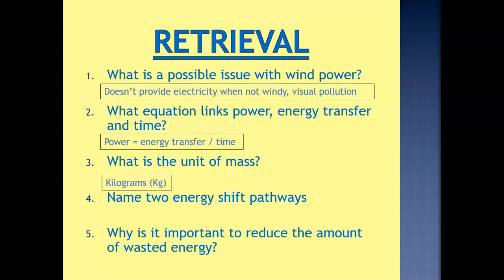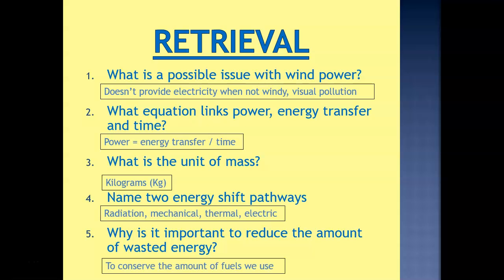Name 2 energy shift pathways. I'm going to give you 4 energy shift pathways. There are only 4, so any 2 of these will be fine. Radiation, mechanical, thermal and electric. And why is it important to reduce the amount of wasted energy? Because it conserves the amount of fuels that we use. It will mean there's more available for us to use later on. Okay, if you want to pause that to make sure you've got your answers, green pen your answers, and make sure you've got everything down there.